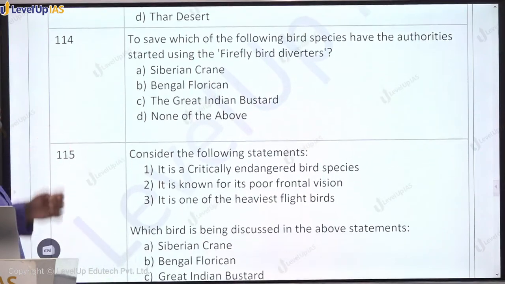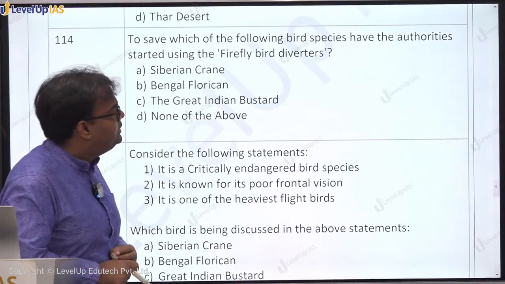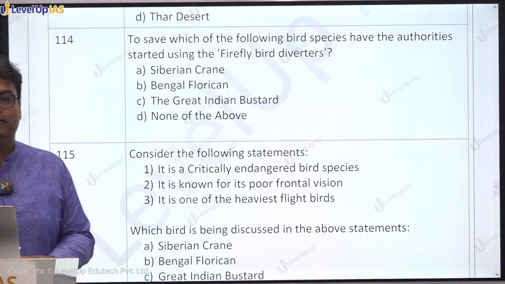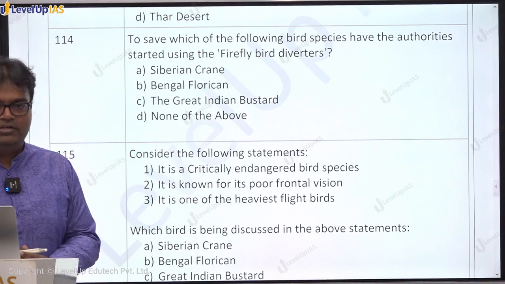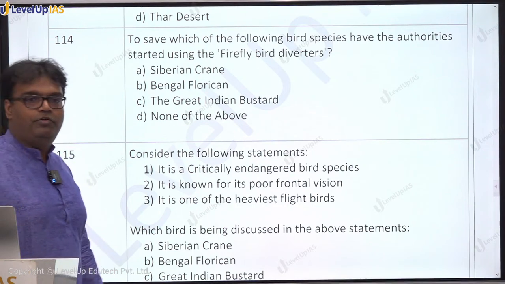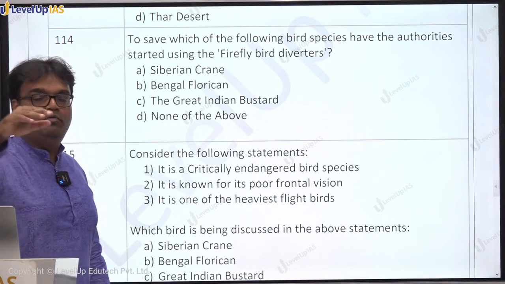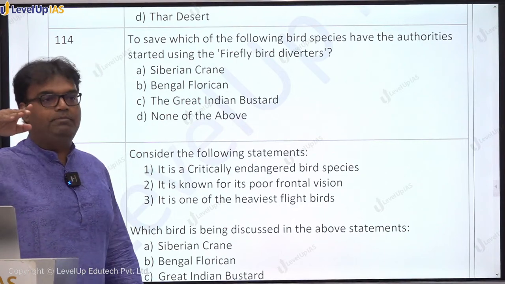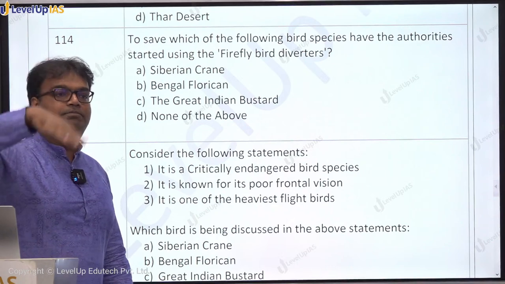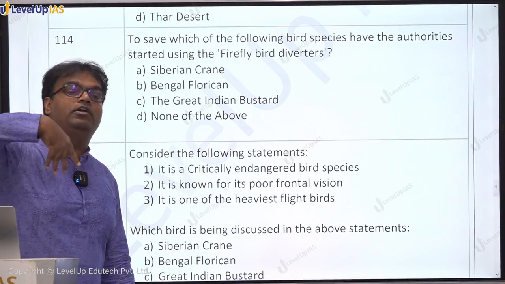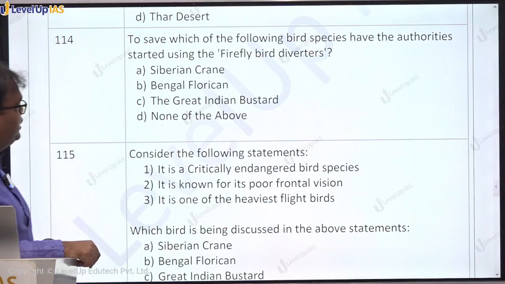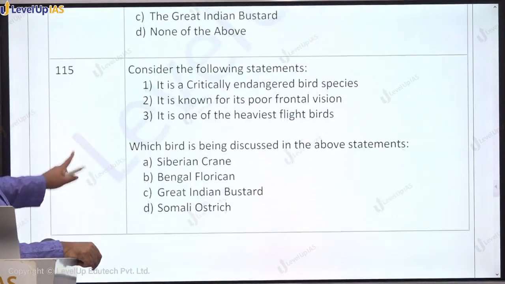114. To save which of the following bird species have the authorities started using firefly bird diverters? Bustard, Great Indian Bustard, right? Firefly bird diverter, because when Great Indian Bustards fly, they are not able to look ahead. They crash into the wires. But these bird diverters will shine from far away and these bustards would be able to see them and change their direction. C. 114 ka C.